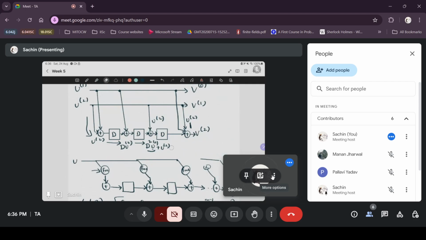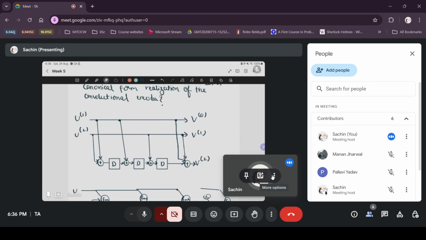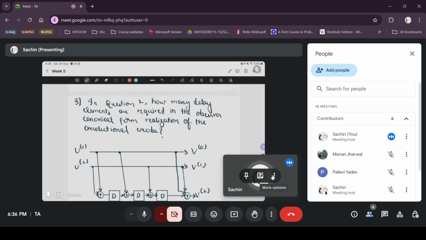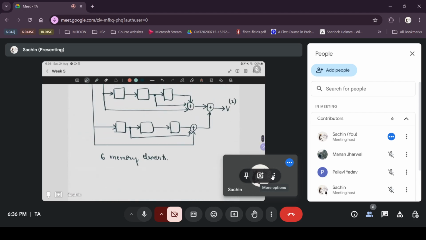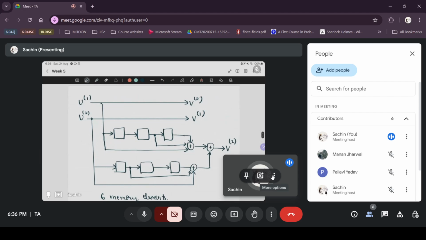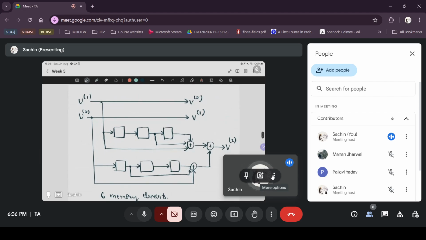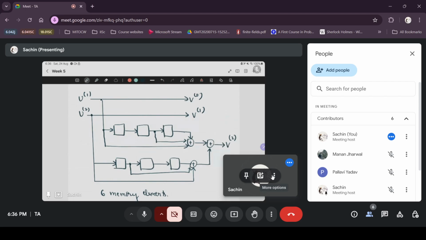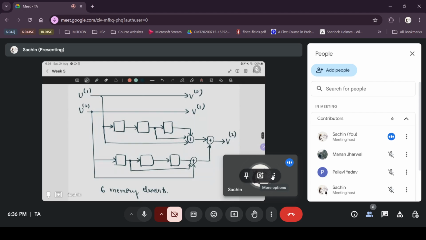Okay, so that's the difference between the observer canonical form realization and the controller canonical form realization. In the controller canonical form, you'll have delayed versions of all the inputs, which will be stored in the registers, and then you'll take those delayed versions, whichever you want, and add them and give that as the output.